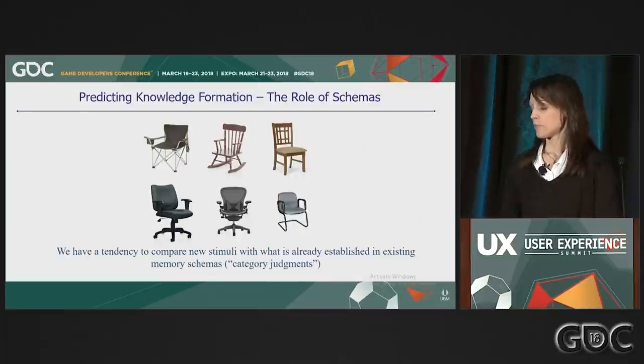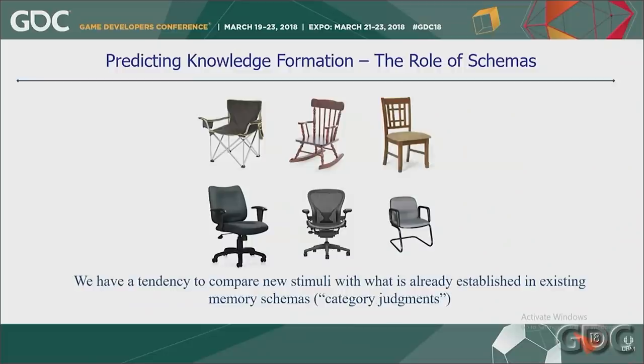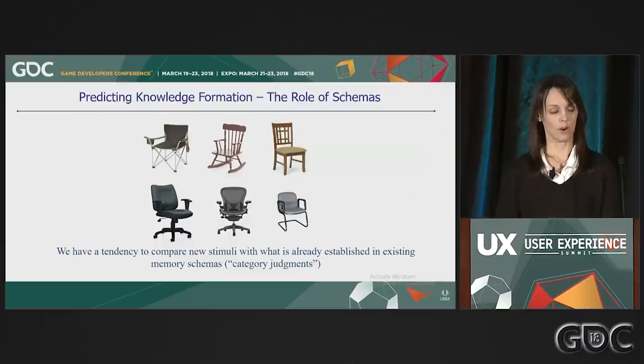So as an example here, I have six chairs. And this is a concept known as category judgments. We engage in stimulus recognition when comparing what is known with what we encounter. And we make these category judgments all the time, all day. This is one reason why our brains get so tired.